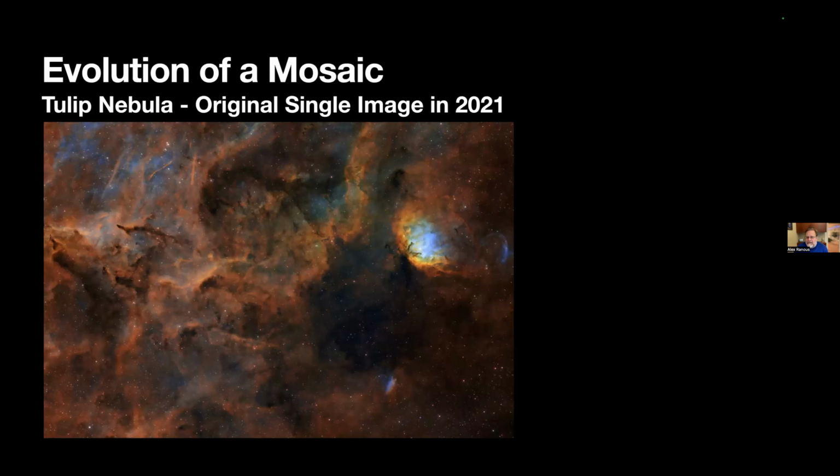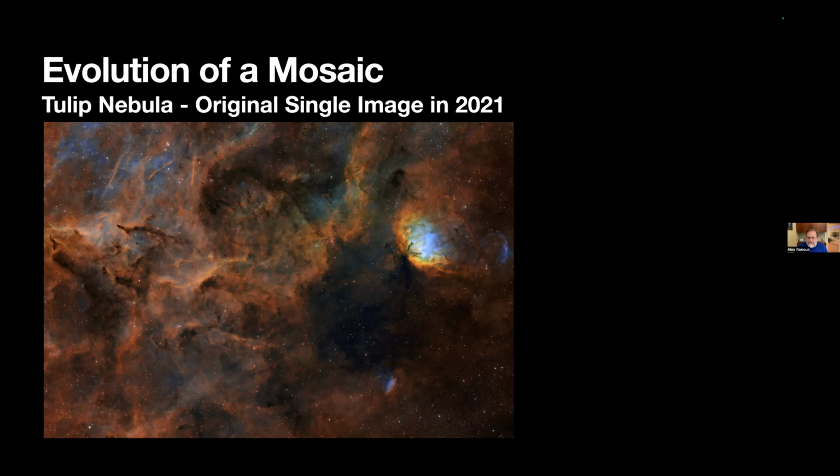Now, I'm going to show you an example of how a mosaic kind of grew organically over time. A few years ago, when first starting out, I shot this image of the Tulip Nebula. So this is just a single panel. And that was great and all.